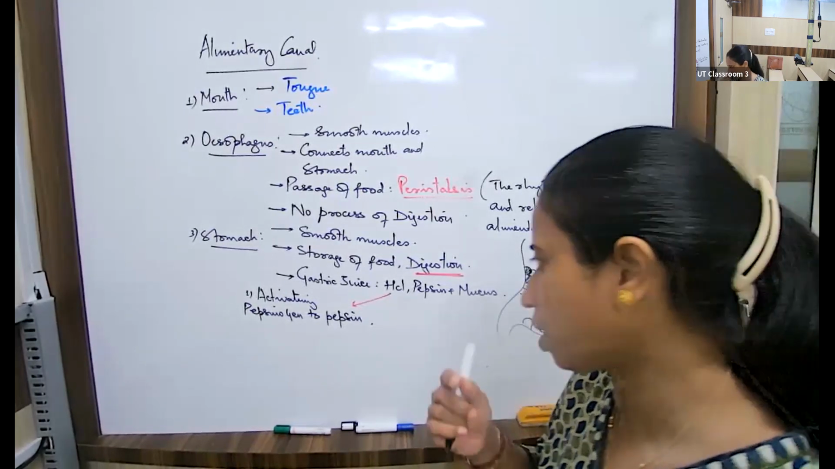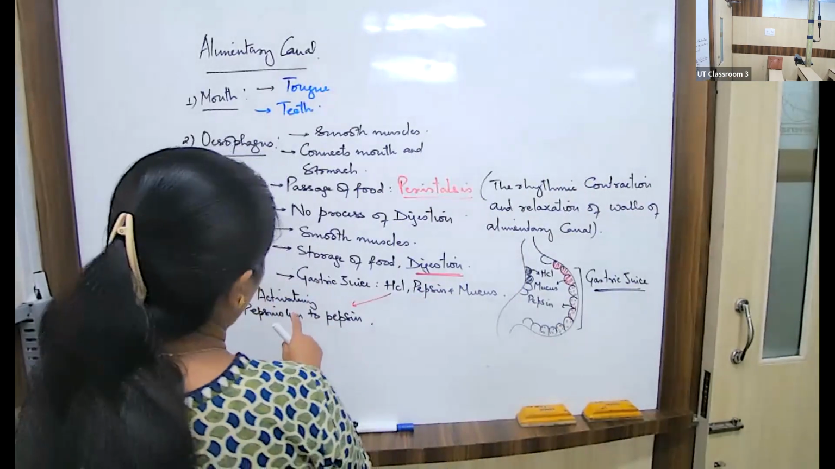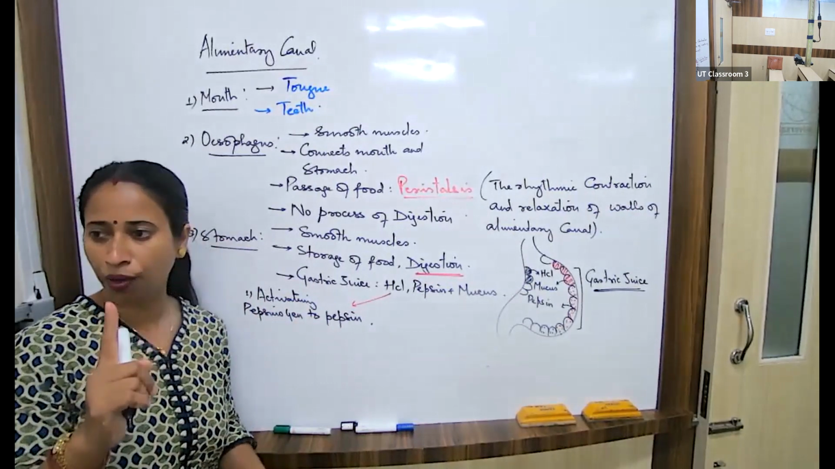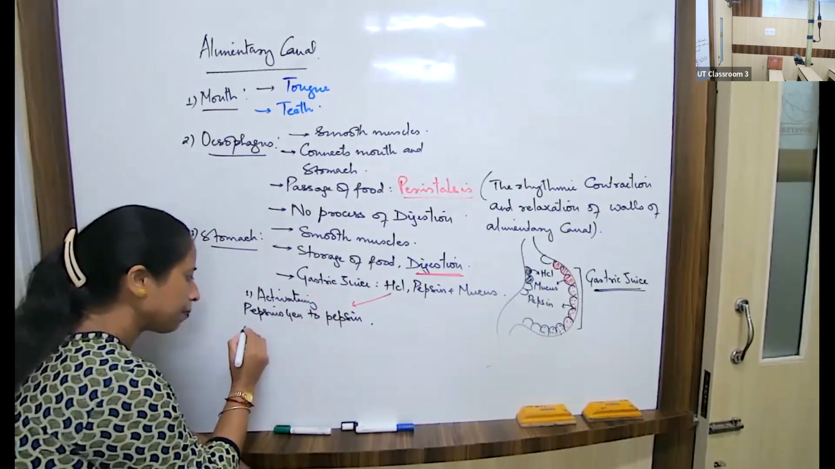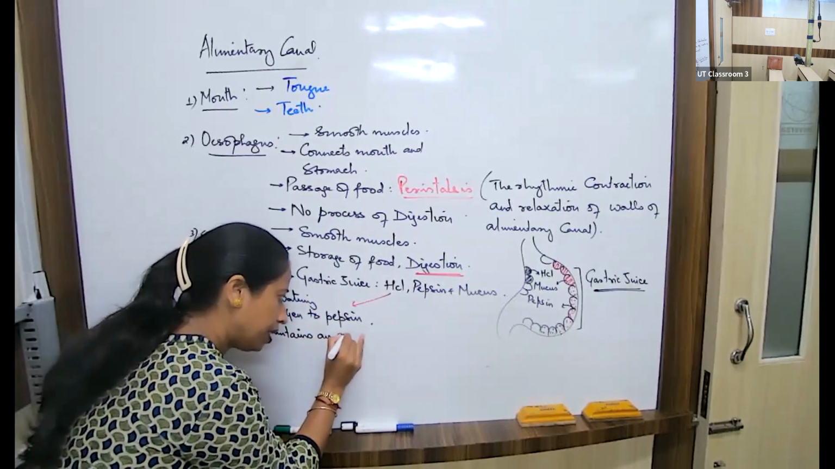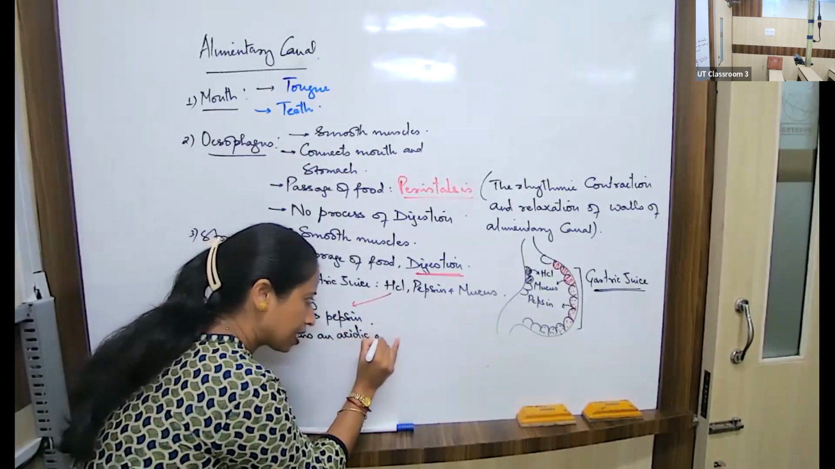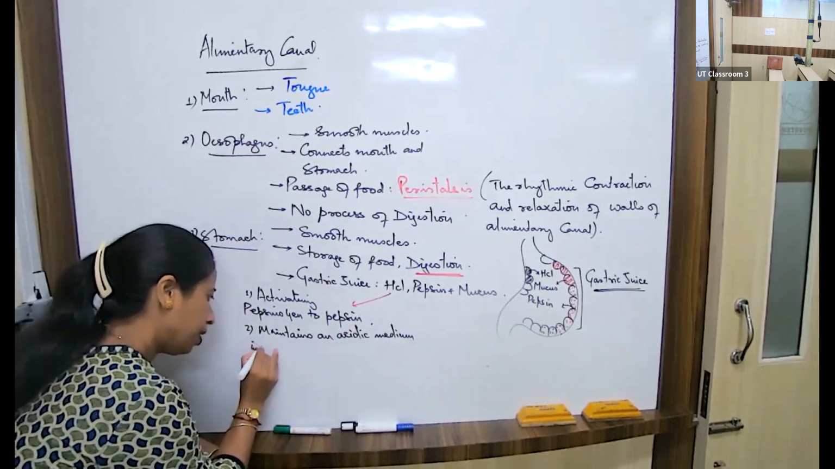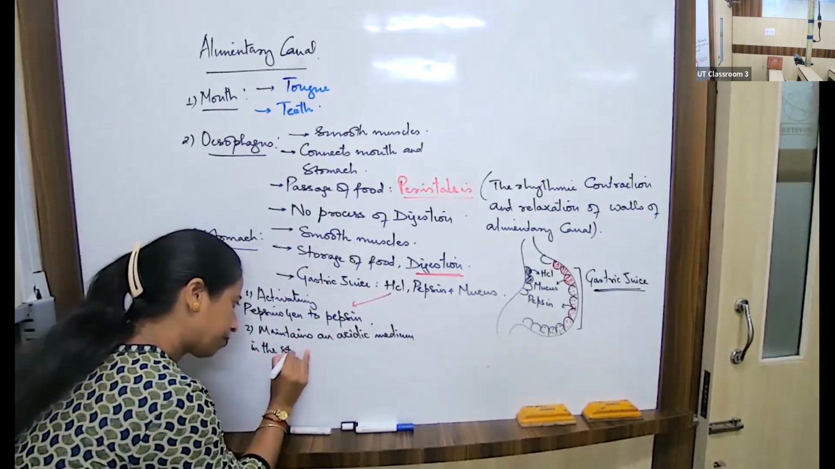Understood? That much only you have to understand. So activating pepsinogen to pepsin is the most important function of hydrochloric acid. It also maintains an acidic medium in the stomach.